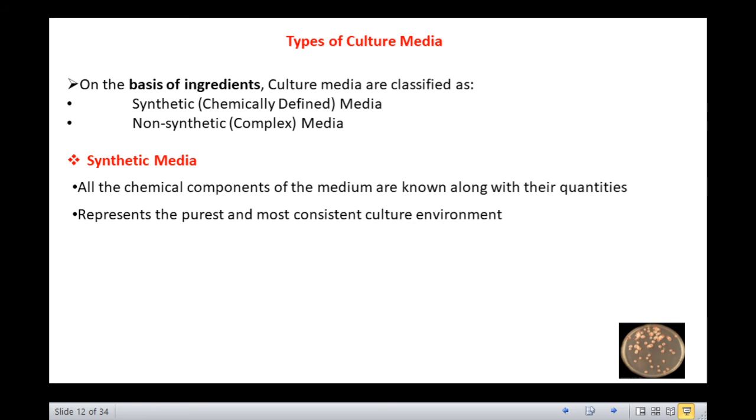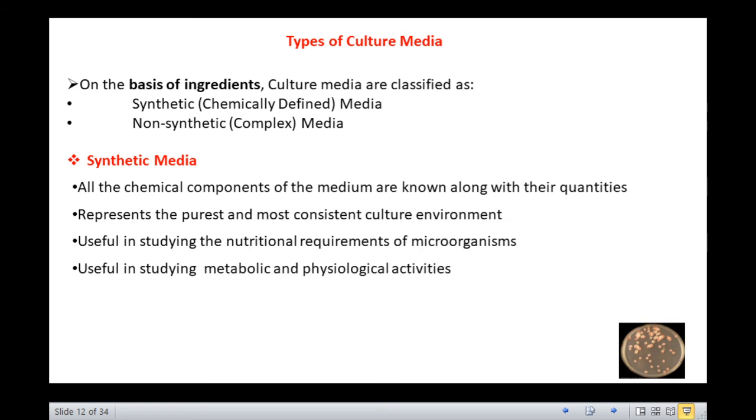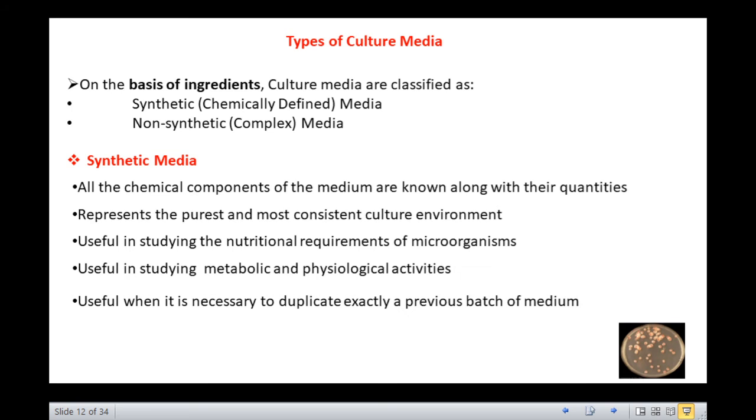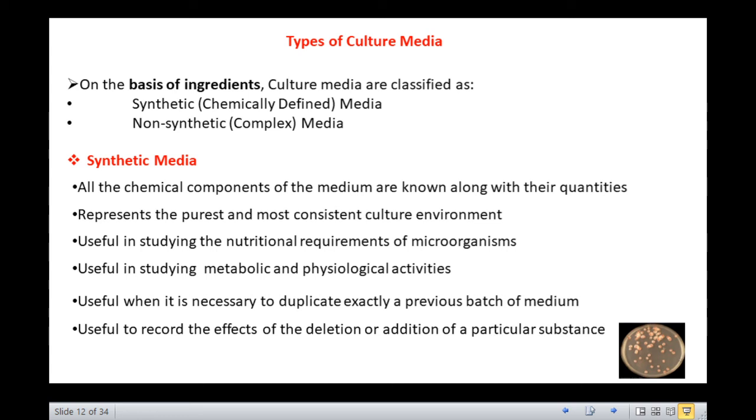These media are of great value in studying the nutritional requirements of microorganisms or in studying a great variety of their metabolic and physiological activities. They are also useful when it is necessary to duplicate exactly a previous batch of medium or to record the effects of the deletion or addition of a particular substance. If one has to compose a defined medium for a microbe, one should know the exact nutritional requirements of that particular microbe.